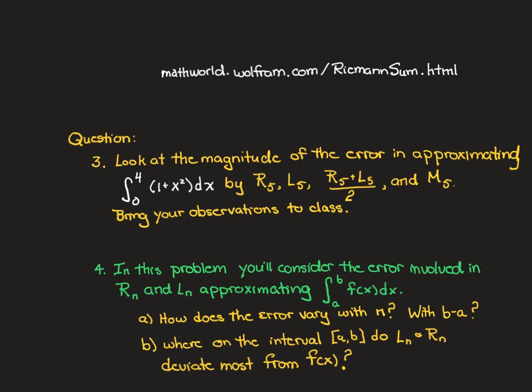And then in the last problem, problem 4, you'll consider the error involved in a more general case with the function f of x that you are going to be integrating from a to b. But you should think about the concrete example that you just did, to see where are Ln and Rn most different from f of x. What characteristic of f makes them different? So again, I'd like you to write that down and bring your thoughts to class.